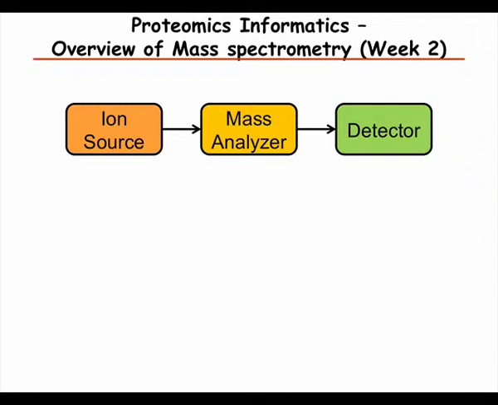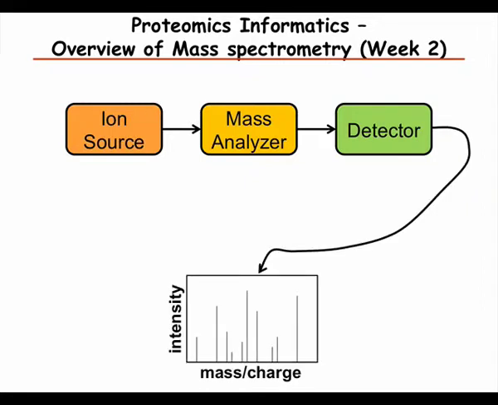Then we have the mass analyzer, and we're going to talk about a few different types of mass analyzers, and then the detector. We'll mention a little bit about the detector, but not so much. So the principle is that you have these three parts, and in the end you get a mass spectrum, where you have mass divided by charge on the x-axis and intensity on the y-axis.